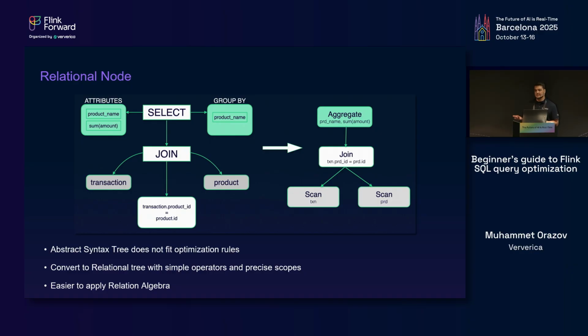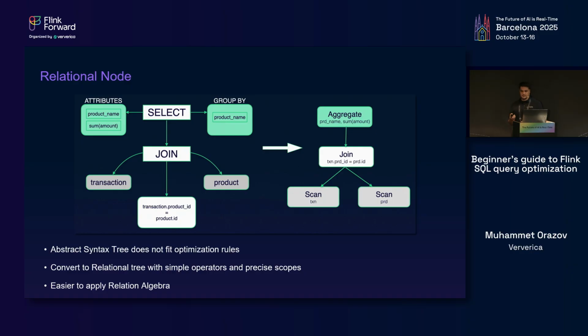For example, you cannot easily express what the join will be. Will it be a merge join or a hash join in the AST syntax? For that reason, some other internal representation is required, which is called a relational operator, relational node, or relational tree. There is huge research on that in databases.